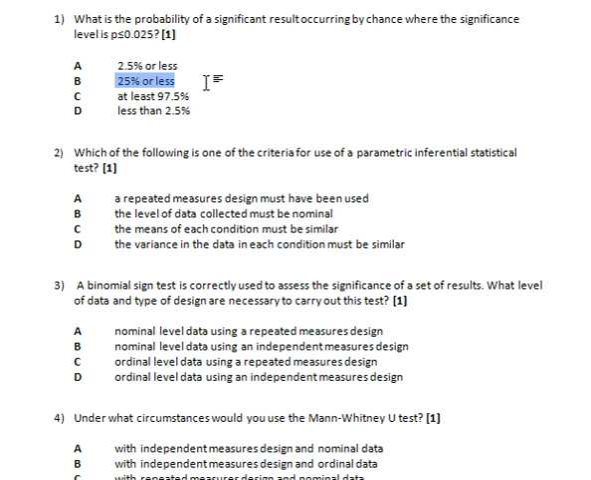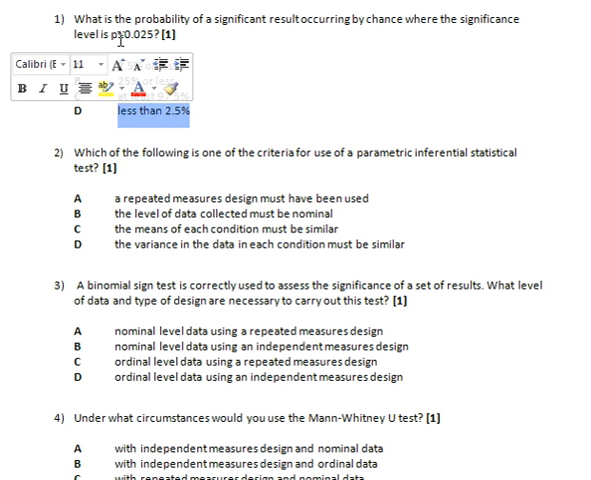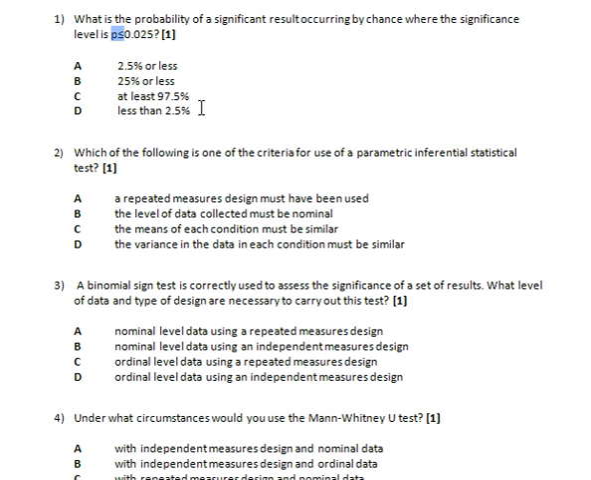Now, the other options say less than 2.5. Well, this also has an equal sign on it, so it's definitely not that one. And then you've got basically C and A left, and it's asking for the probability of a significant result occurring by chance. So by chance means that it's going to be A, 2.5% or less, because there's a 97.5% chance that it's significant and that something has actually been found. So that's the reason why 1 was A.